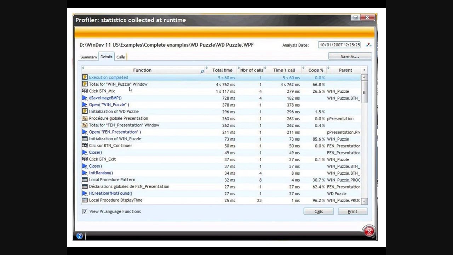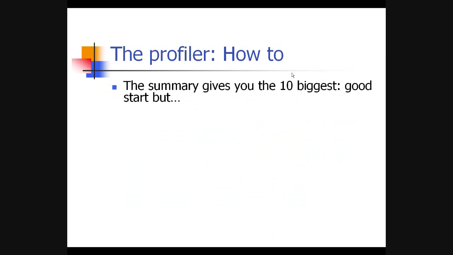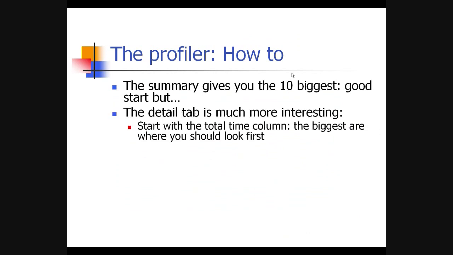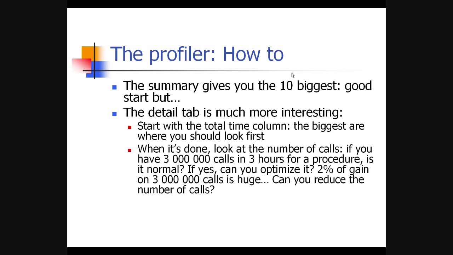a close look. And then here you have a third tab with the calls on it. You can have a look. Personally, I really advise you to use these 2 columns as really your main tool. So let's see how to use it. The summary gives you the 10 biggest. That's a good start, as I told you. The detail tab is much more interesting.